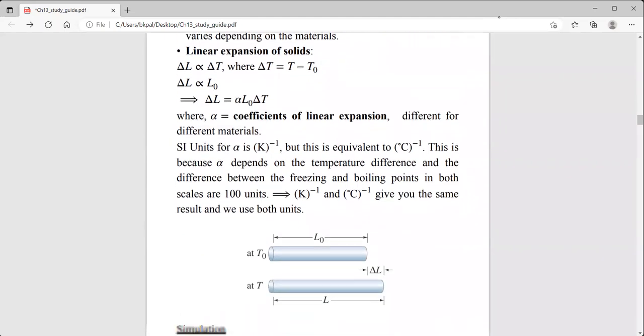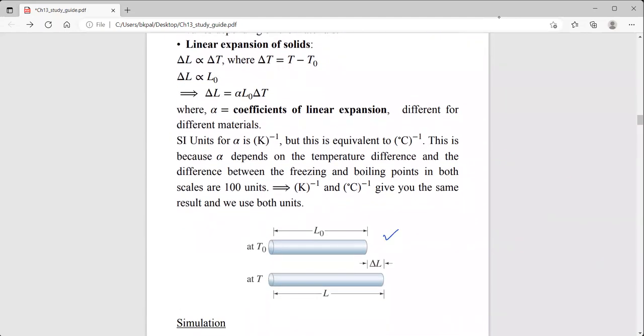To understand linear expansion or linear contraction, let's consider this diagram. Let's say we have a rod of some material, let's say iron, and let's say the length of this rod is L0. And let's say the initial temperature of this rod is T0.